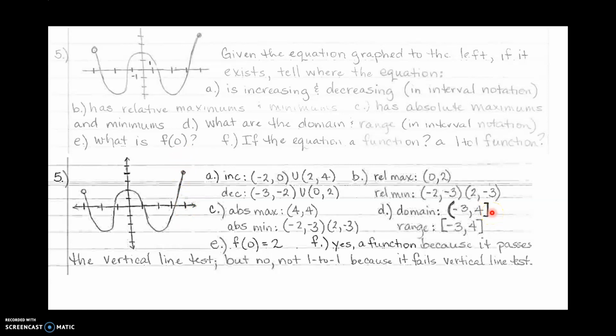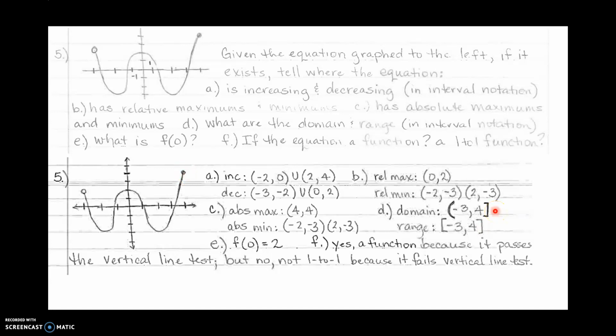The thing that we only use parentheses with is the increasing, decreasing, okay? So when we're giving interval notation for our domain and range, then we're going to use our brackets and parentheses based on the open dots and the closed dots. So we had a closed dot at 4, so that's why we used a bracket there.